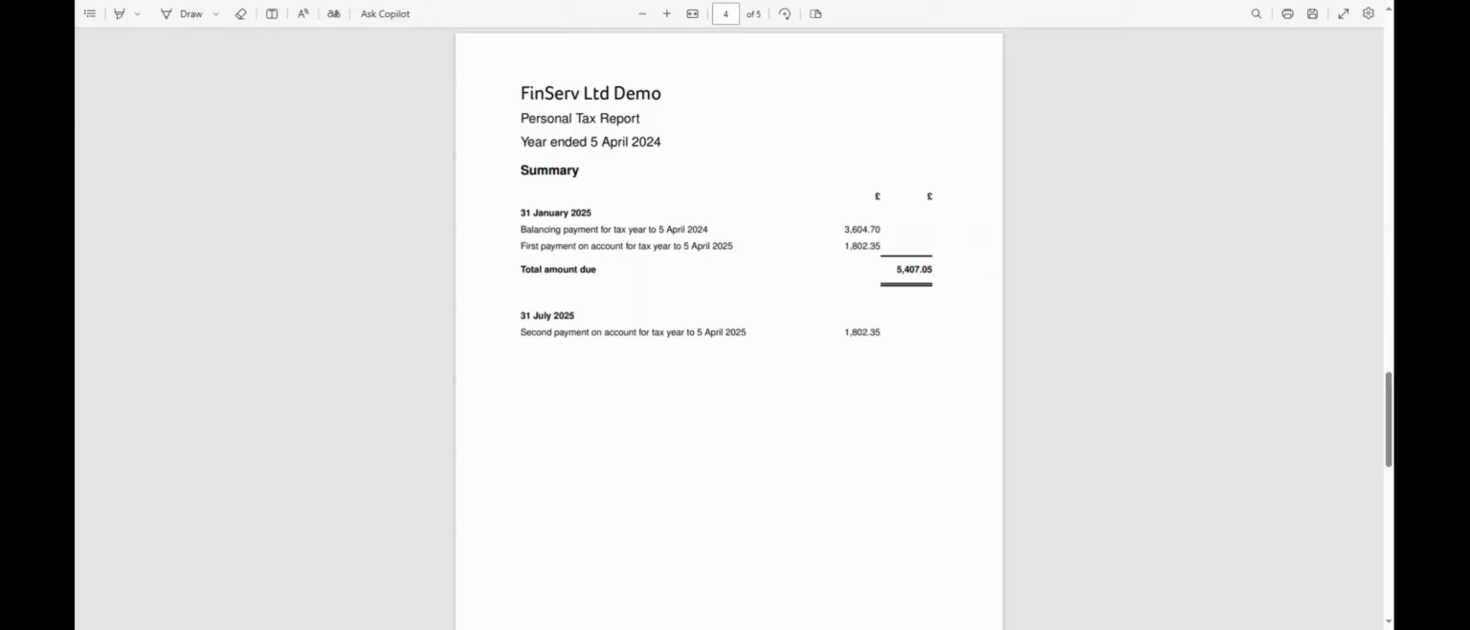As you can see from this scenario, even a modest profit from self-employment of £25,000 results in a substantial tax amount due of £5,407.05 by the 31st of January. So it's critical that the self-employed set aside adequate funds for their tax liabilities from the first month of trading.